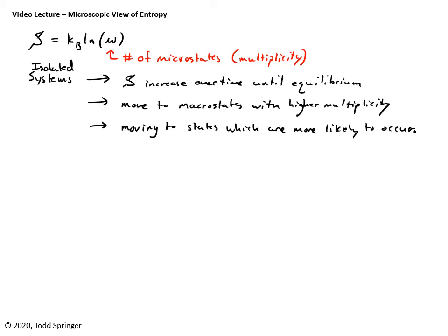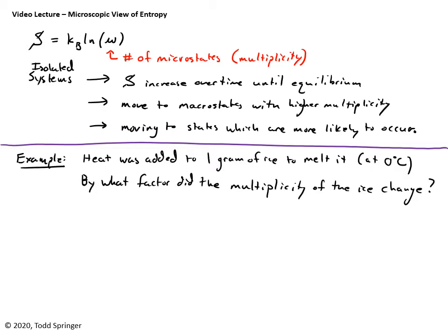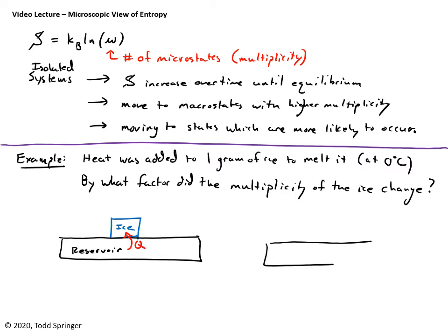Okay, let's do an example, just an example of how to use this in a problem. So let's say you've got 1 gram of ice, and it's in contact with some kind of reservoir, which is adding heat to the ice, and then the ice is going to end up melting into a puddle of water. So it melts into water.